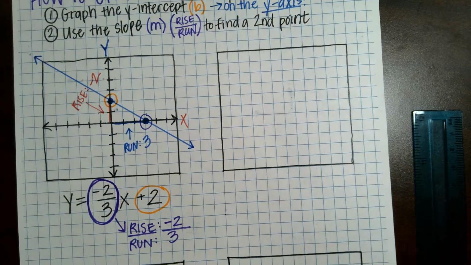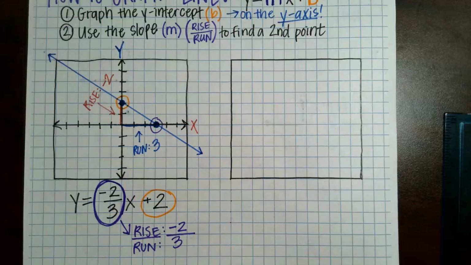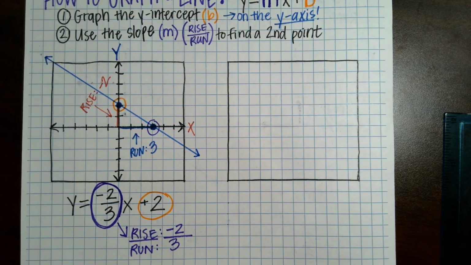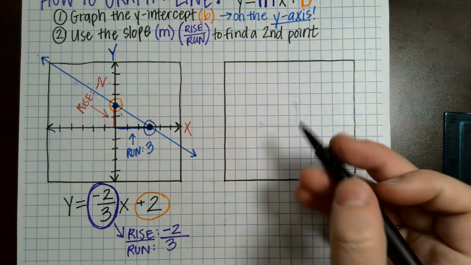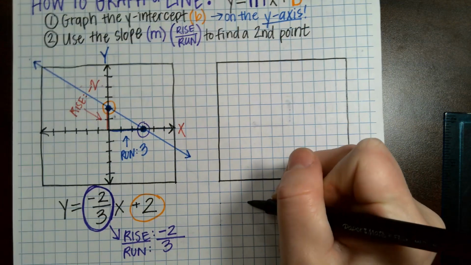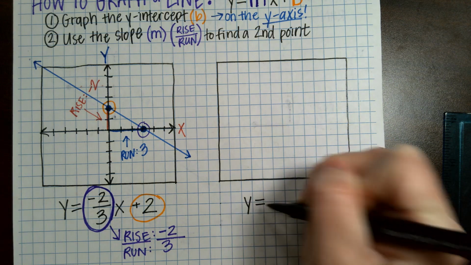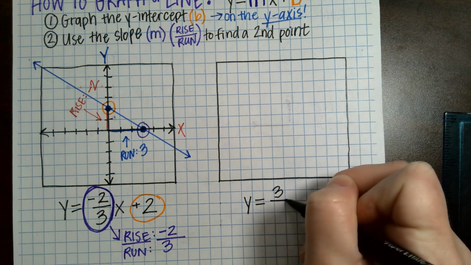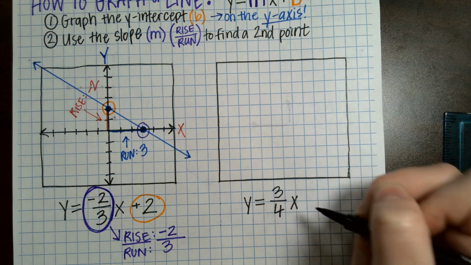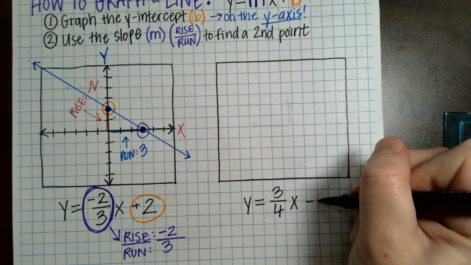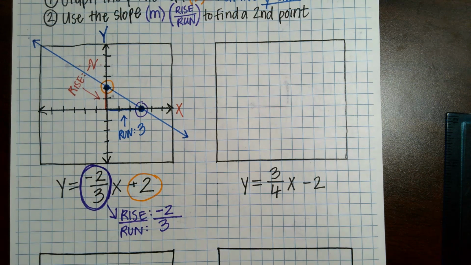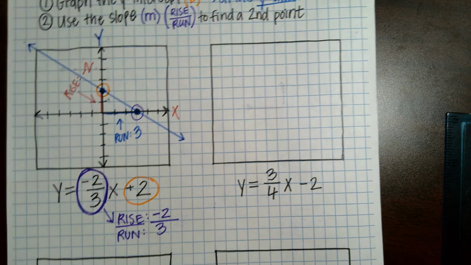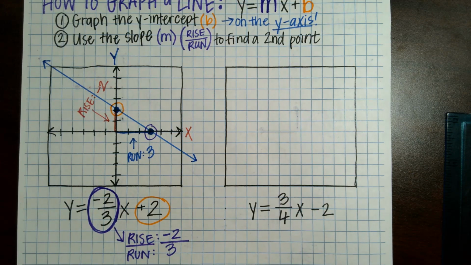All right, everybody got that? Any questions about this? Okay, well, good deal. So I'm going to give you one to try on your own. I would like you to graph the line y equals 3 over 4 x minus 2. I want you to graph that line. I'm going to pause the video and give you guys a little bit of time to do that. I'll set a little timer.